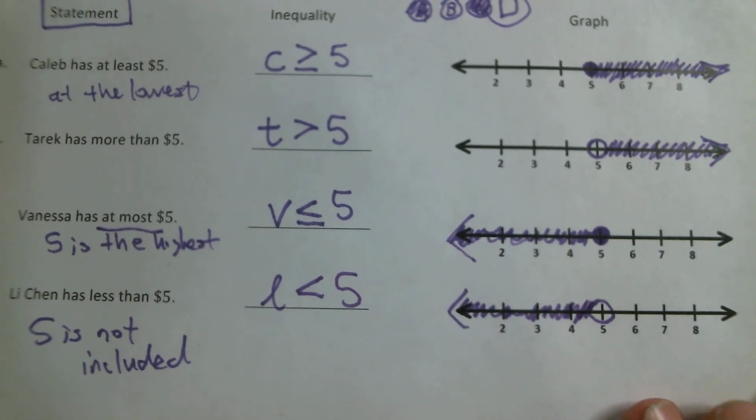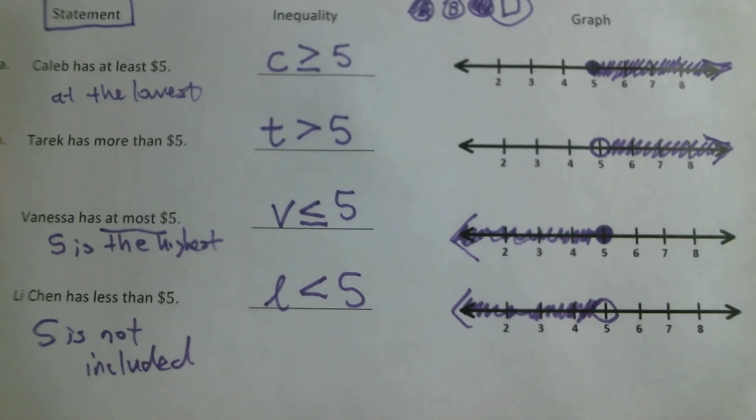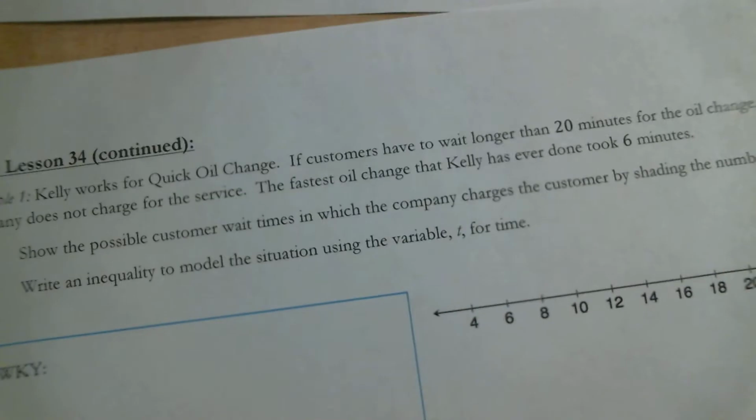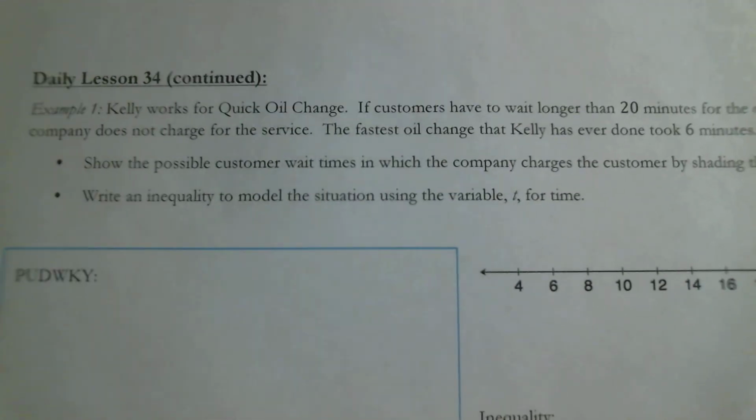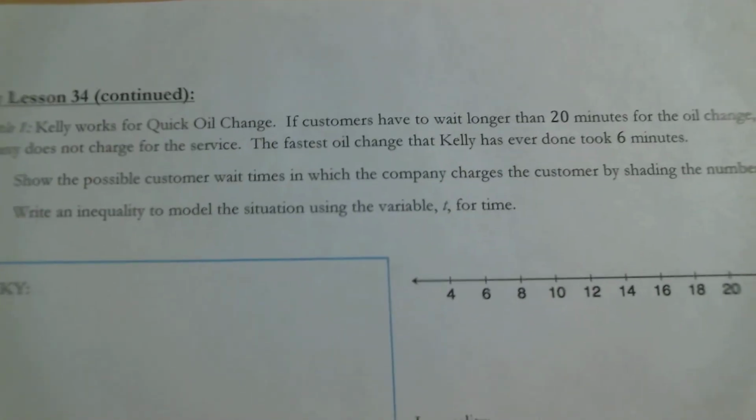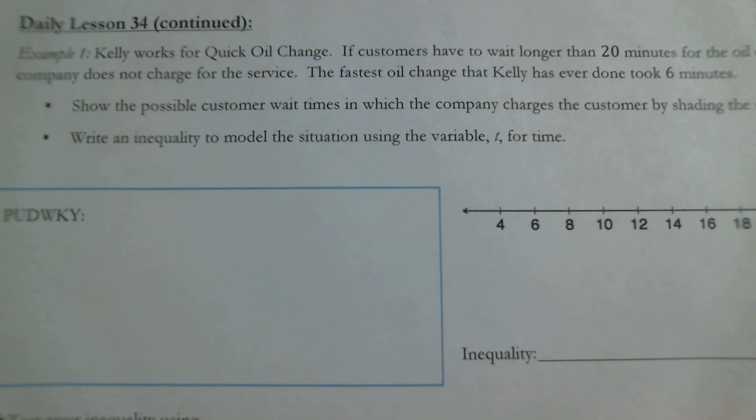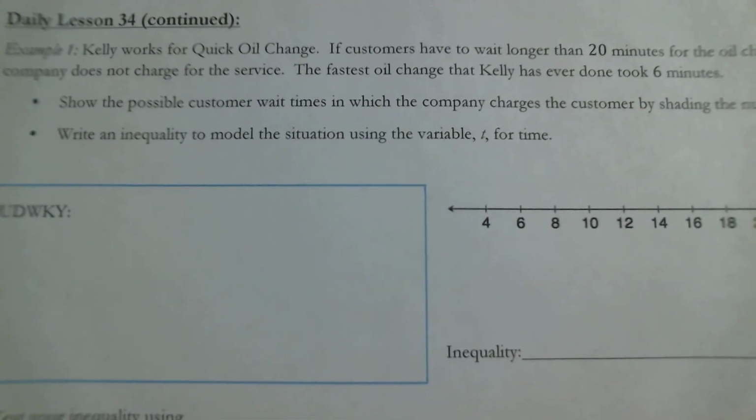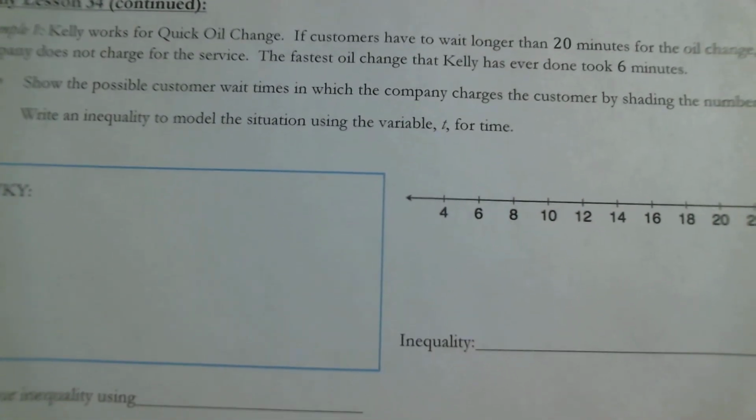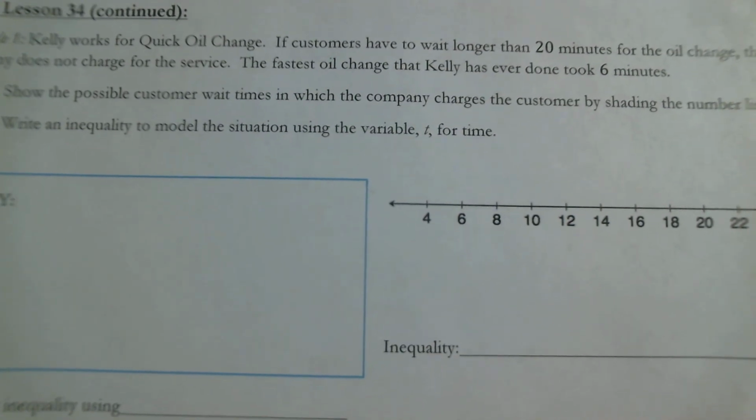All right, so we looked at a couple anchors there, though you can always look back to those to help you figure this out. Let's go ahead and try a couple problems on the next page together. So on this next page, page 4, it says Kelly works for a quick oil change. So maybe you can imagine like a Pep Boys or something. It says if customers have to wait longer than 20 minutes for the oil change, the company does not charge for the service. The fastest oil change that Kelly has ever done took 6 minutes.